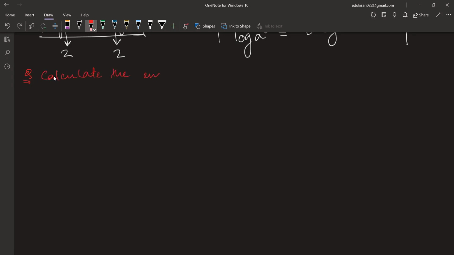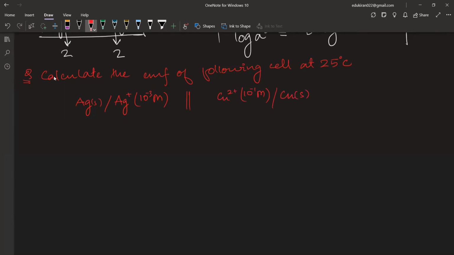Calculate the EMF of the following cell at 25 degrees Celsius. Ag solid getting converted to Ag plus, the concentration is 10 to the power minus 3 molar. There is a salt bridge, and then you have copper 2 plus. It is having a concentration of 10 to the power minus 1 molar, getting converted to copper solid.